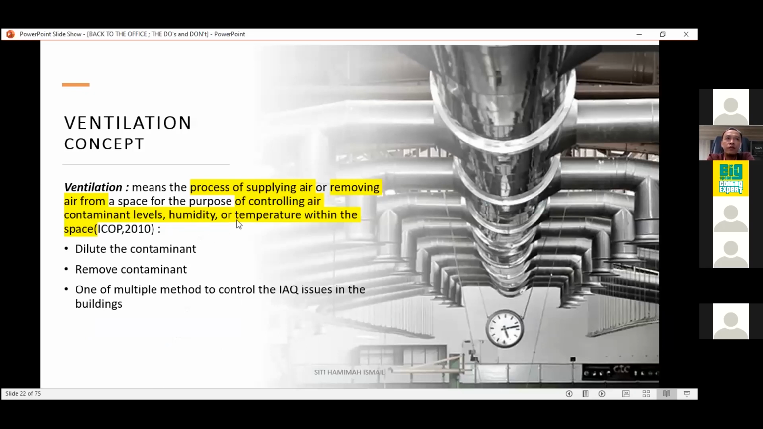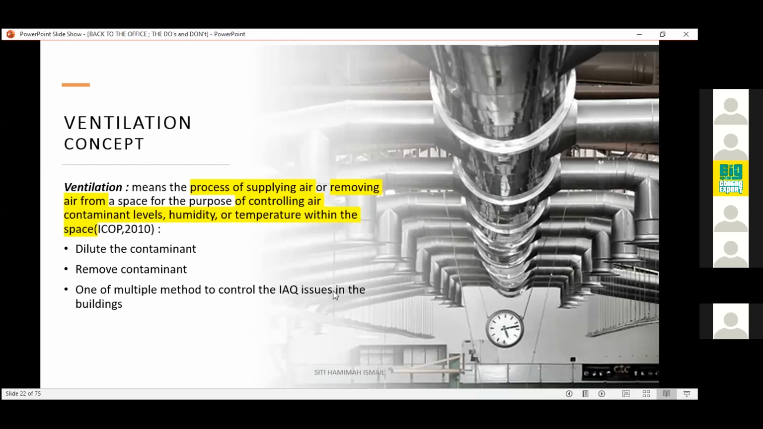Untuk ventilation, apa yang dimaksudkan dengan ventilation is a process of you supply air and remove air from the space for the purpose of controlling the air contamination level, humidity or temperature within the space. Okay, the concept is they dilute the contaminant, they remove the contaminant and then one of the multiple methods dalam IAQ issue ni in the building.